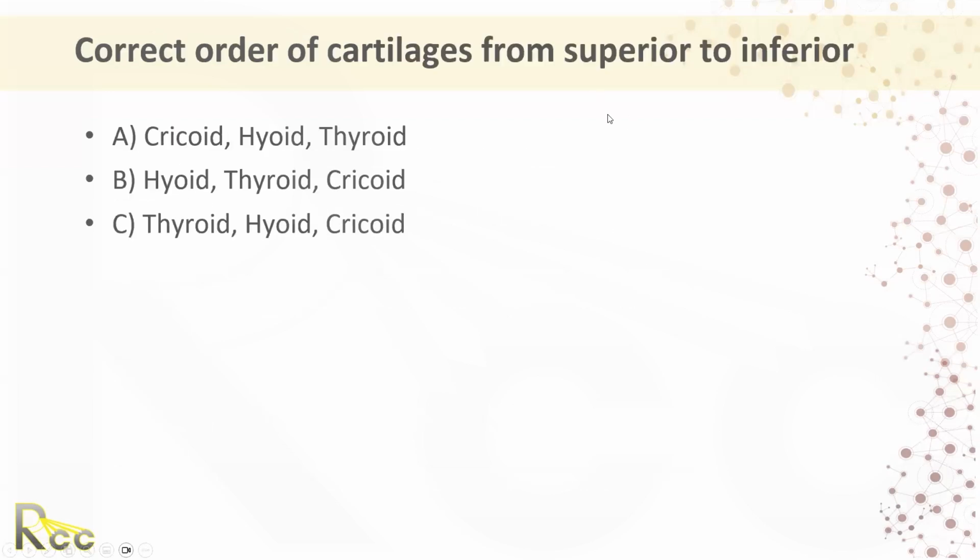So, does anyone want to take a guess? What is the correct order of cartilages from superior to inferior? Is it A, B, or C? I don't think we have this one as a poll, but if someone wants to put it in the chat. Any guess? Anyone have a guess?